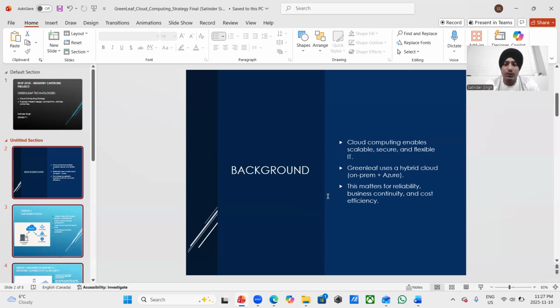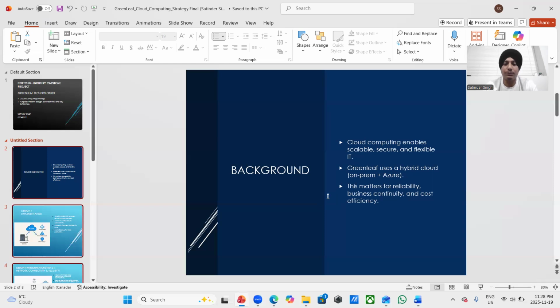The hybrid cloud is a combination of both on-premises and Azure. The things which are very sensitive are stored on-premises, and the things which are less sensitive are stored in Azure.